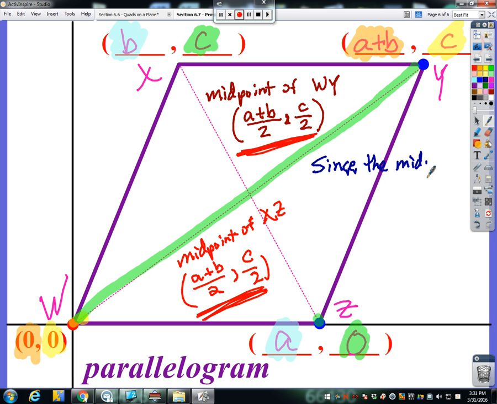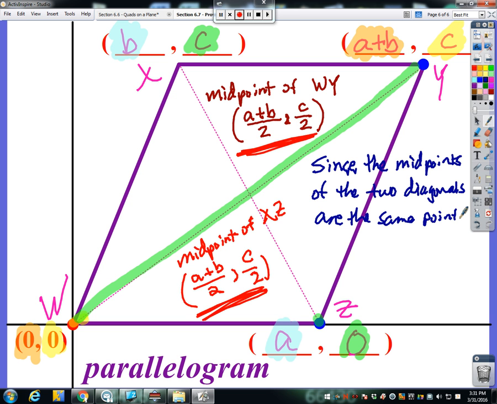Since the midpoints of the two diagonals are the same point, then the diagonals bisect each other. And that is all for this video 5.